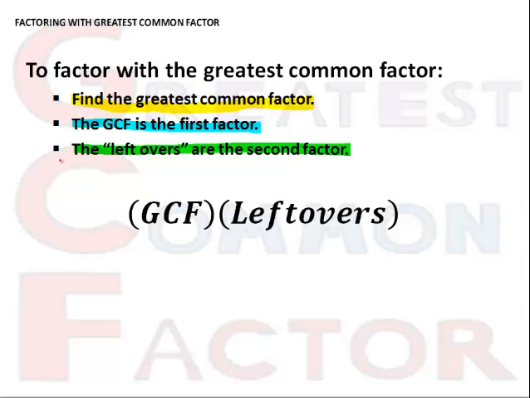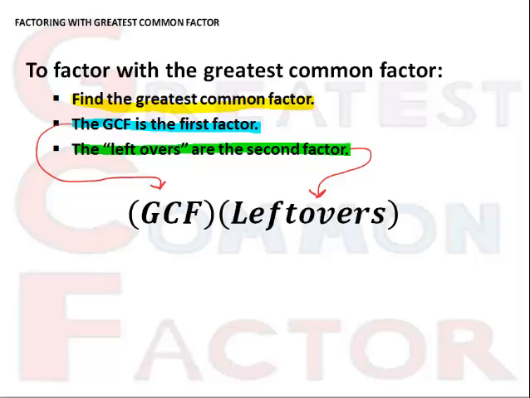So if you'll notice, I've got this written down here. It's going to look kind of like this. The GCF will be your first factor, and you'll put it in parentheses. And then the leftovers will go in parentheses and be your second factor. So you'll have the GCF times the leftovers. Okay? So I think the best way to get going on this is to look at an example.